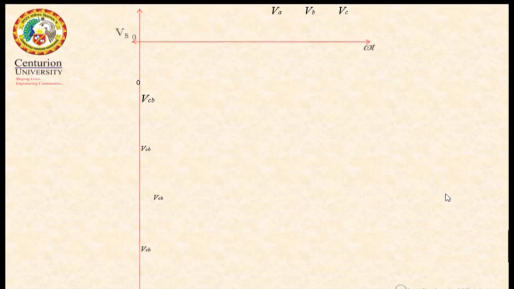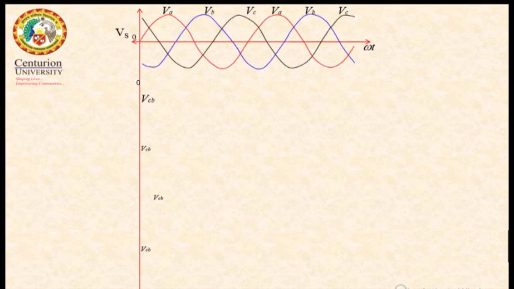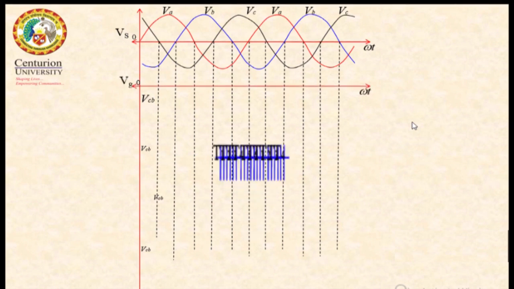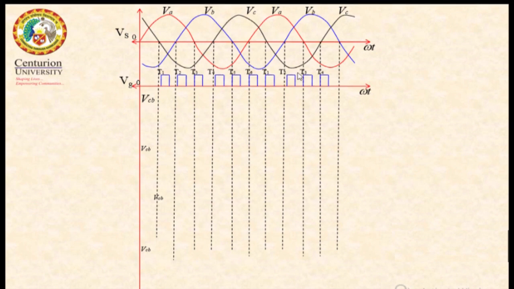Next, let us see the output voltage, how the output voltage will be during each instant. This is my source voltage, the input voltage. This is phase A, phase B and phase C. These are the gate pulses to the different thyristors. This is the gate pulse to T1, then T2, T3 and so on.